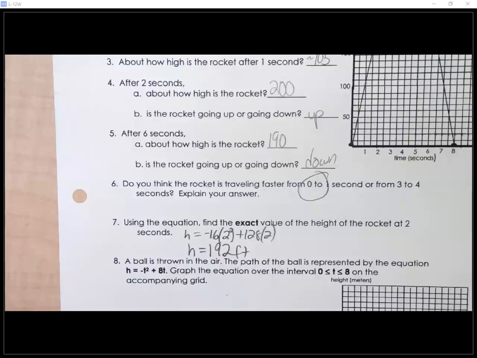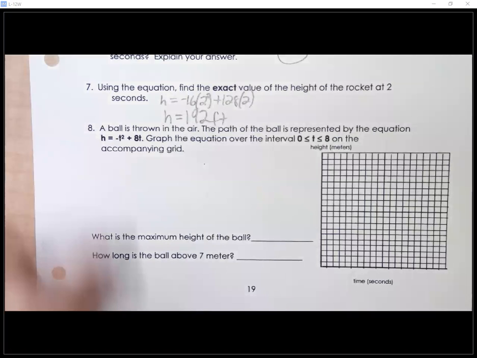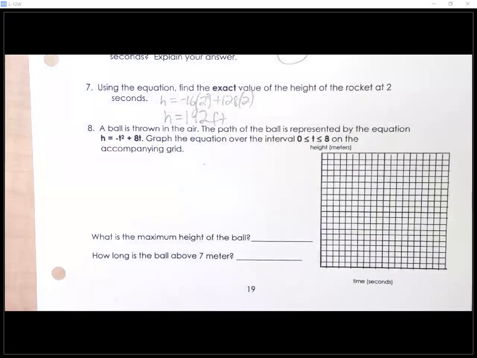The next one's a little bit trickier because they didn't give us a graph, but that's okay. They gave us an equation. So it says a ball is thrown in the air. The path of the ball is represented by the equation, boom. Graph the equation over the interval 0 to 8 on the accompanying grid. All right, so what am I gonna need?